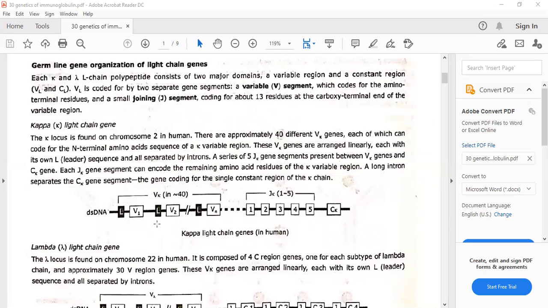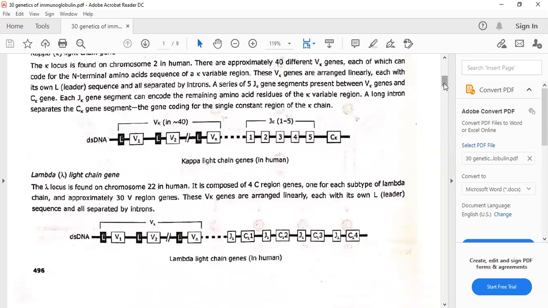First we'll talk about the V segments of the kappa chain. They are V1, V2, V3, V4, V5, V6, V7, V8, V9, V10, V11, up to V40. Similarly for the J, it will be 1 to 5: J kappa 1, J kappa 2, J kappa 3, J kappa 4, J kappa 5. And then this is the constant region. We'll start here.